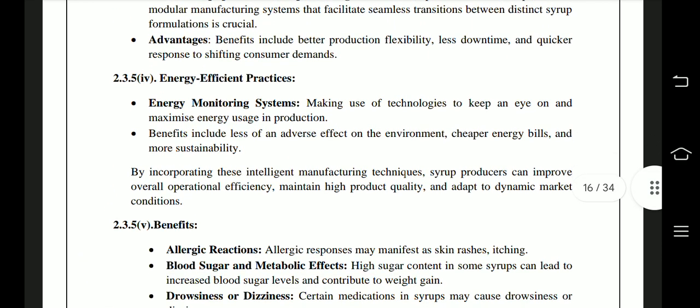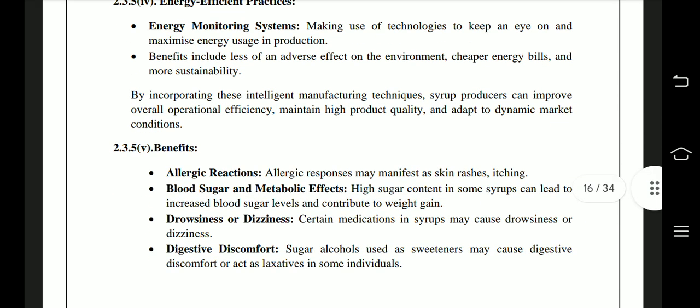Energy efficient practices. Fourth step is energy efficient practices, energy monitoring system, making use of technologies to keep an eye on and maximize energy use in production. Benefits include less of an adverse effect on the environment, cheaper energy bills, and more sustainability.